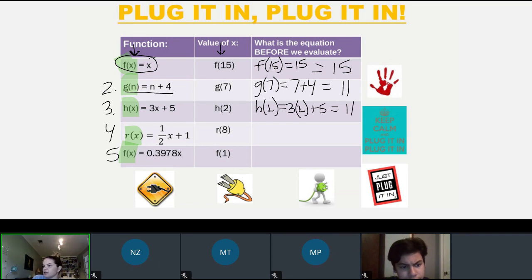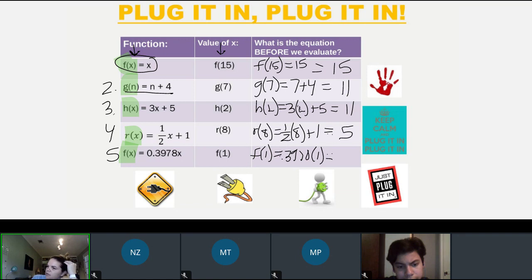Let's take a look at number 4. So R of 8 equals 1/2 times 8 plus 1. So I'm going to do half of 8, which gives me 4. 4 plus 1 gives me 5. Good. And then this last one is pretty easy, but we do f of 1. So we have 0.3978 times 1, which is still going to be 0.3978. Good.